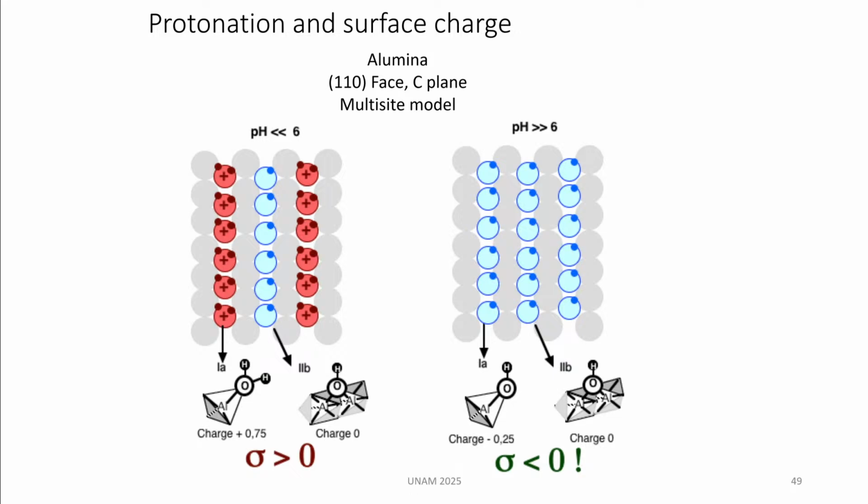On the other hand, if you are at a pH that is strongly basic, first these will be deprotonated to give you some neutral OH, and then finally these will be deprotonated, giving you some O- groups, and so you will have a negative charge.